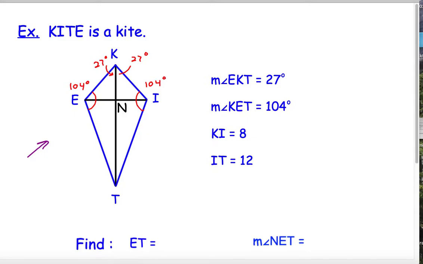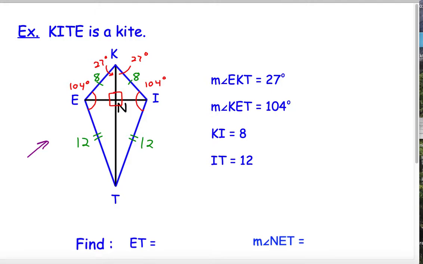All right, they tell us K to I is 8. So this segment is 8. And therefore, we know this one is 8 because these are equal to each other. And these will be equal to each other. And I to T is 12. So therefore, we know E to T is 12. What else do we know? We know the diagonals are perpendicular, so these are all right angles.